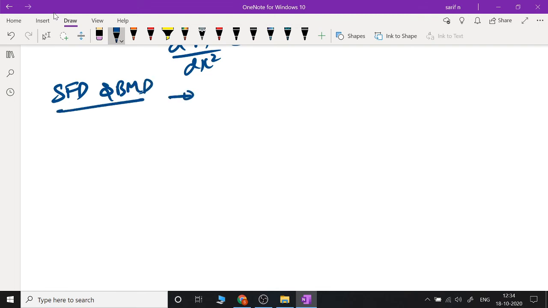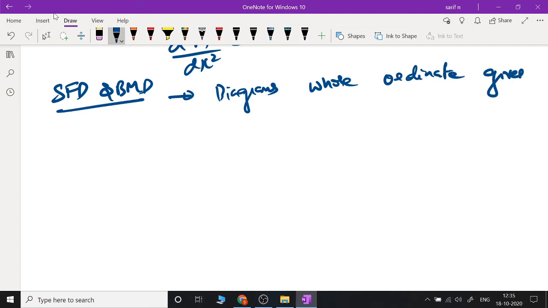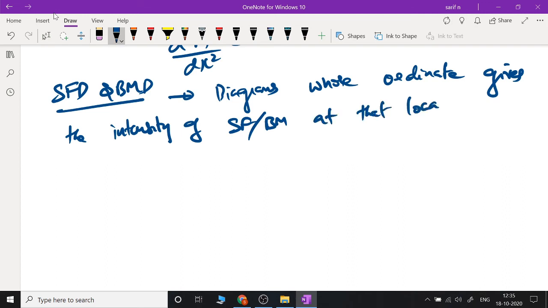Okay, so these are diagrams whose ordinate gives the intensity of shear force or bending moment at that location of the beam. Okay, so shear force and bending moment diagrams are diagrams whose ordinate gives you the intensity of shear force or bending moment at that particular location of the beam.